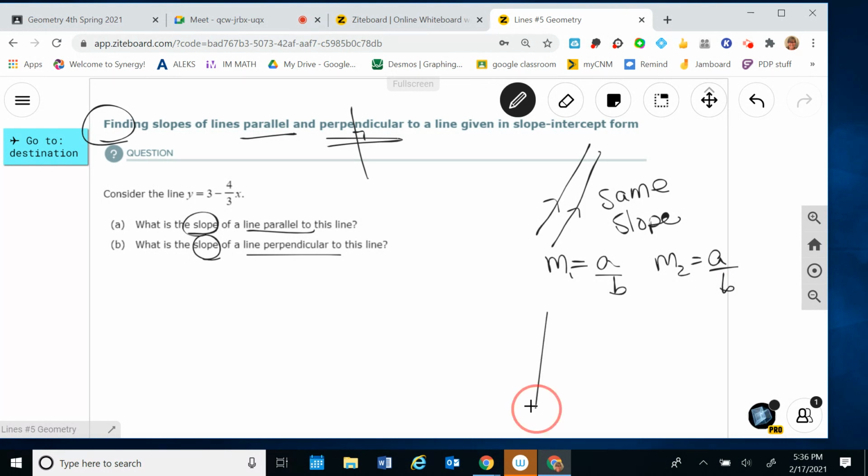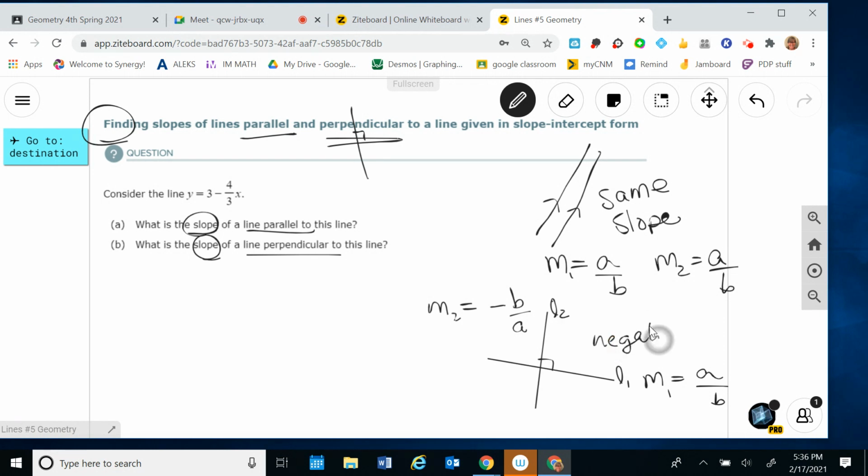The line perpendicular, I tried to make it sideways. If this is L1 and this is L2, and the M of L1 is A over B, well, then the M of line 2 is going to be equal to negative B over A. In other words, the slope of the perpendicular line is the negative reciprocal.